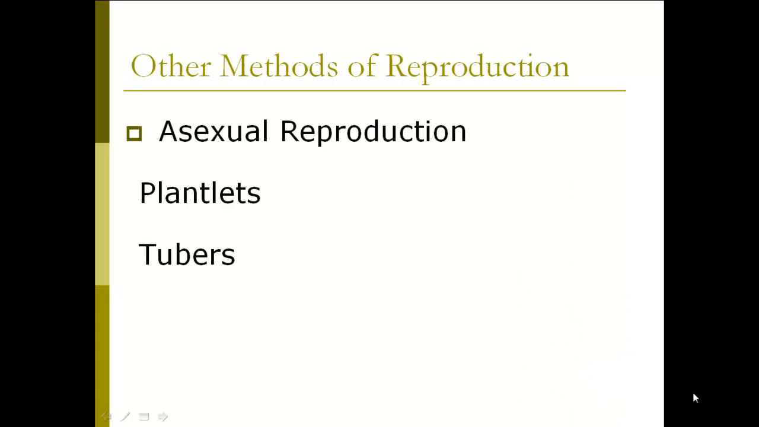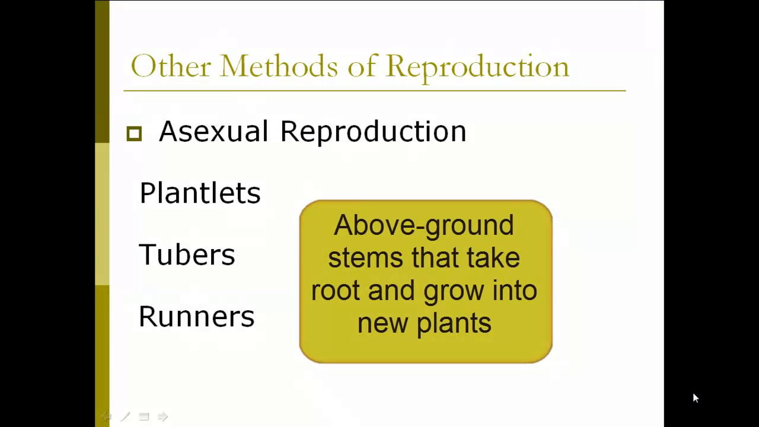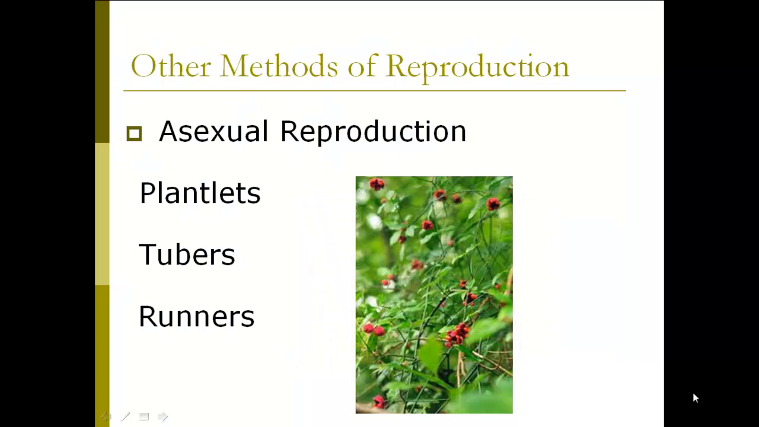The third type of asexual reproduction is runners. These are above-ground stems from which new plants can grow. Buds along the runners take roots and grow into new plants.